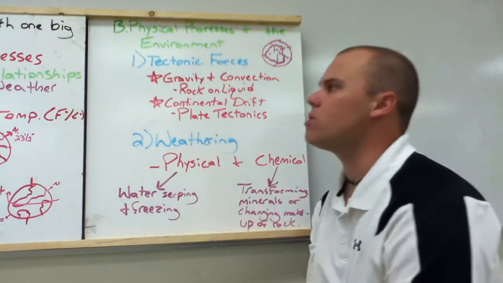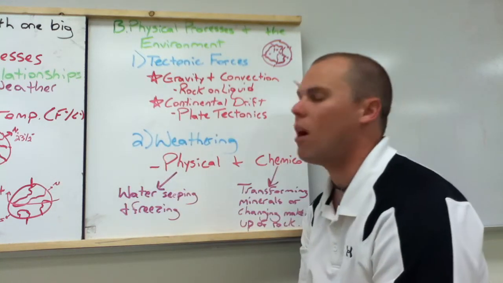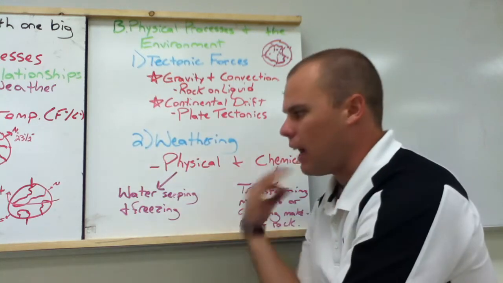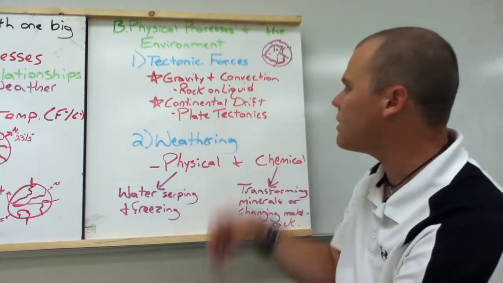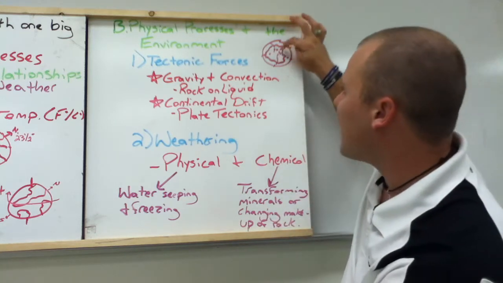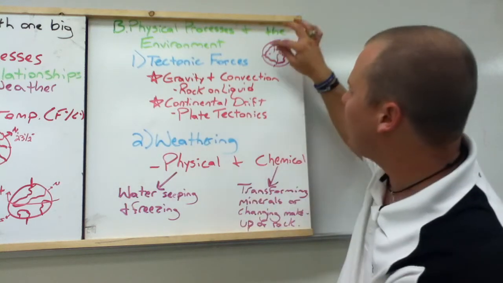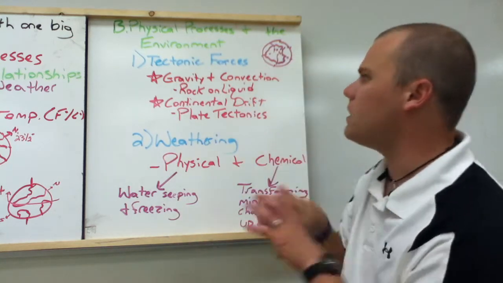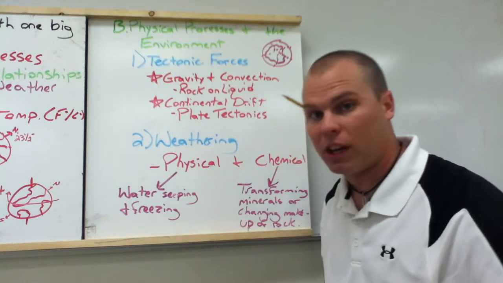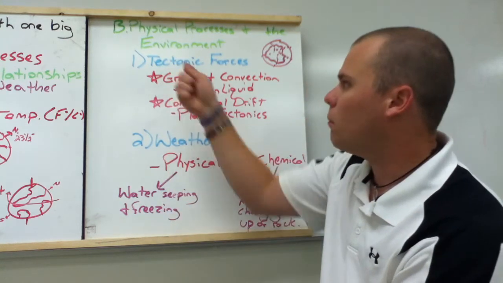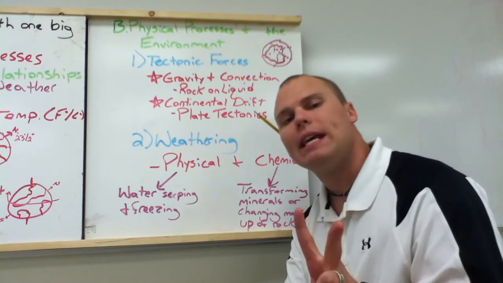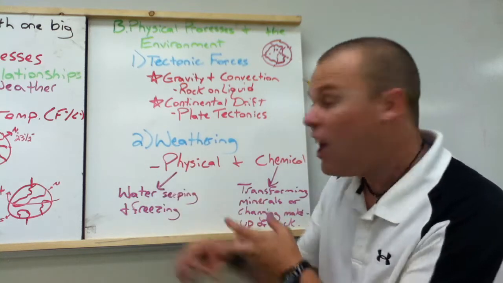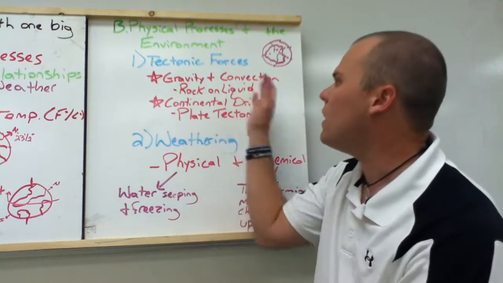Now, moving away from Earth-Sun relationships and moving to the physical processes and the environment. Couple of different things we're going to look at. First is tectonic forces. This is the Earth as it looked like with Pangea. These dotted lines are representing the different plates that are on Earth's surface. The Earth has different plates, and these plates are moving in different directions and sometimes towards each other because of tectonic forces. There's two key things that affect tectonic forces. First is gravity and then convection.